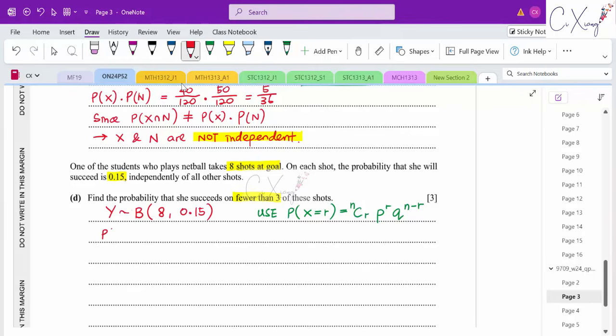They are asking for Y fewer than 3. Highlight the keyword fewer. Fewer means it does not include the 3, it should be smaller than 3, and there's no equal sign here. So you have to calculate the probability for Y equals 0, which is 8C0, 0.15 power 0. The q is 1 minus p, so you should have 0.85, 0.85 power 8. This is Y equals 0. Then you also need to include the calculation for Y equals 1, and also Y equals 2.